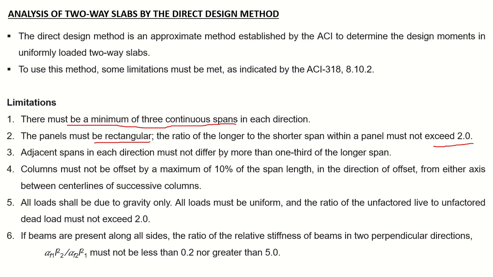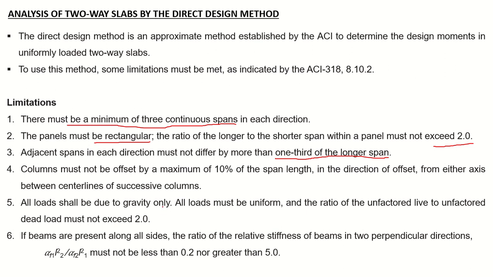Adjacent spans in each direction must not differ by more than 1/3 of the longer span. So if one span is 20 feet, then the adjacent span should not be less than around 13 feet, because 1/3 of 20 is around 6.67. Columns must not be offset by more than 10% of the span length, in the direction of offset from either axis between center lines of successive columns. All loads shall be due to gravity only.